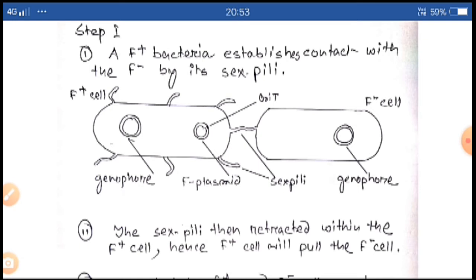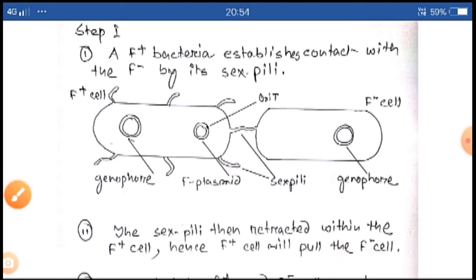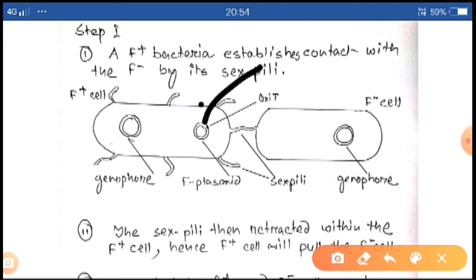Again I am telling, after the formation of the contact, the F plus cell will pull the F minus cell towards itself by means of the contacting pili. Clear? Okay. After that, what happened? After that, there will be a change in the F plasmid of the F plus cell. What is that?